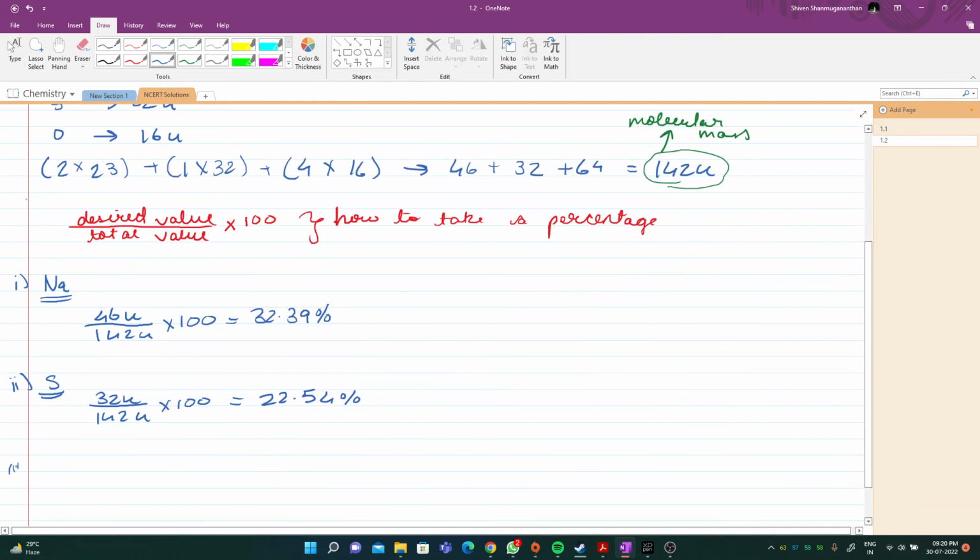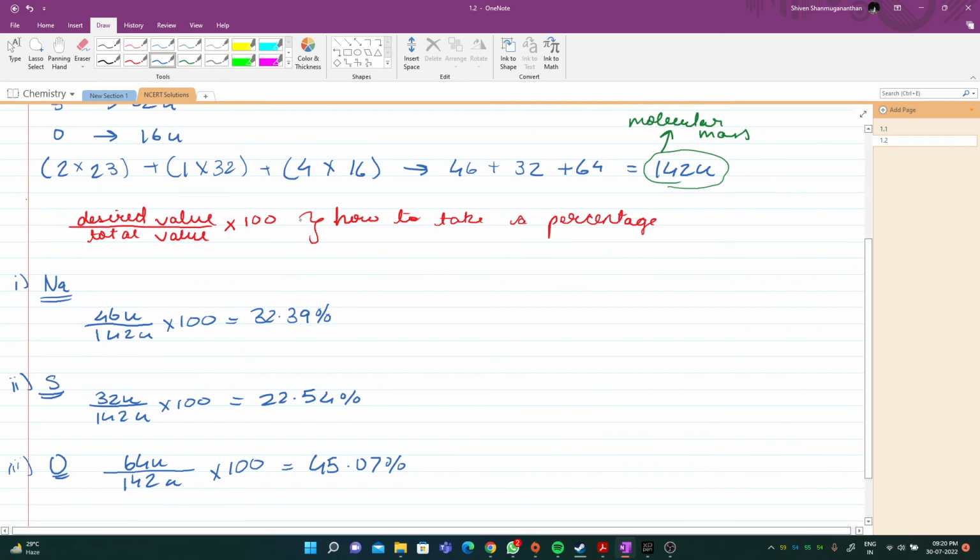Now the third part of this question, which is the mass percentage of oxygen. Now we have four atoms of oxygen, each one weighing 16 U. So 16 into 4 is 64 U. We take 64 U by 142 U into 100, which gives you 45.07%. Okay. So again, this is the mass by mass percentage of all the elements in a compound.